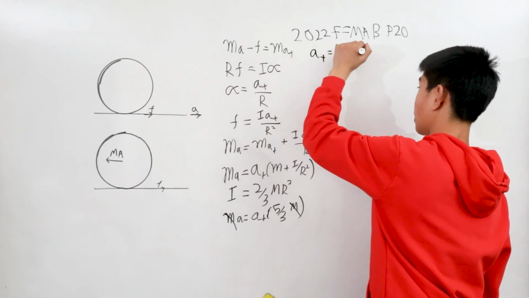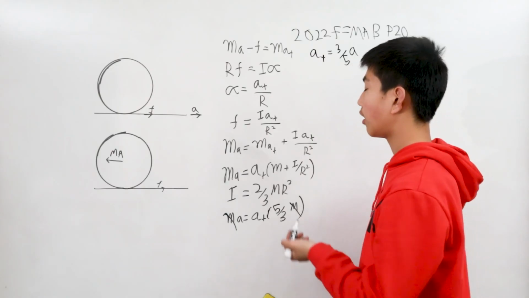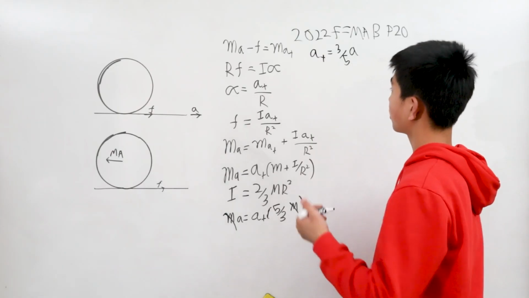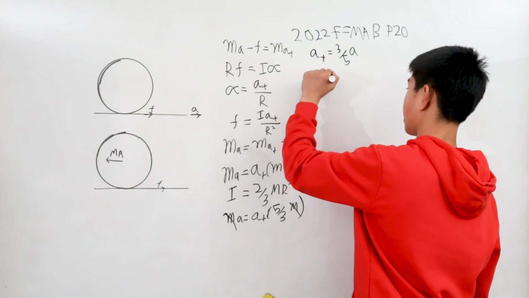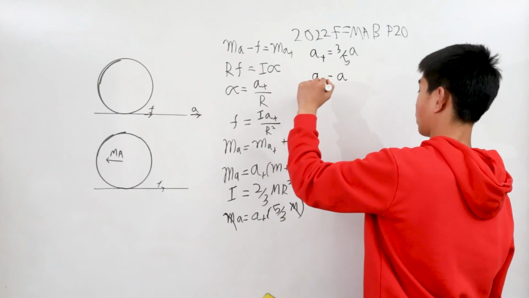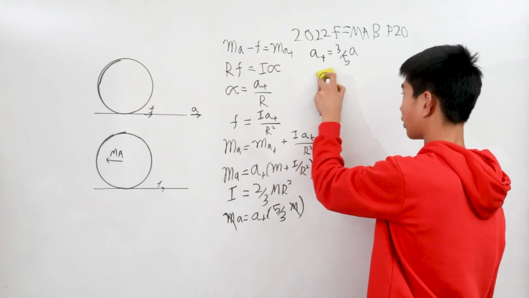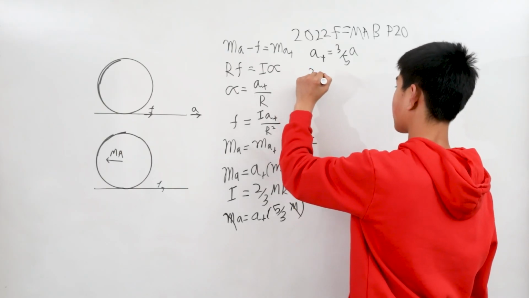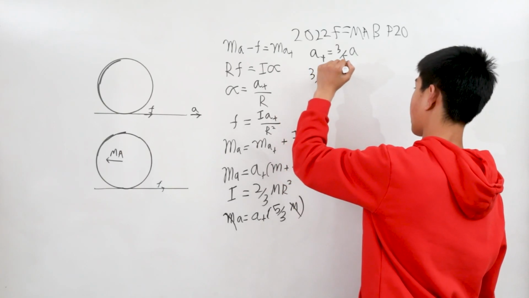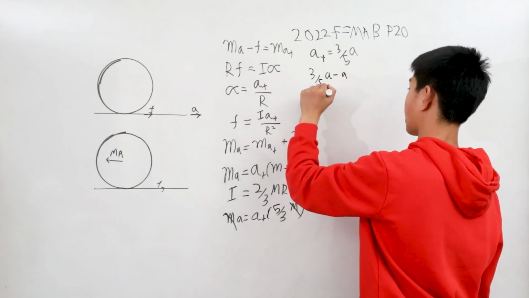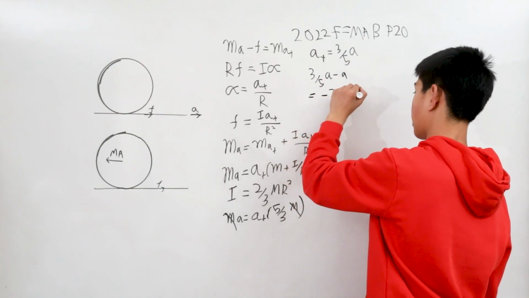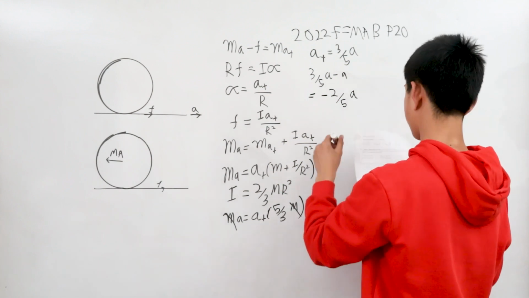of a. Since we said that left is positive, we want to subtract the two. A sub t minus a, well, we know what a sub t is now because we found that value. This is 3/5 a minus a, which is equal to negative 2/5 a. So this is our answer for this problem.